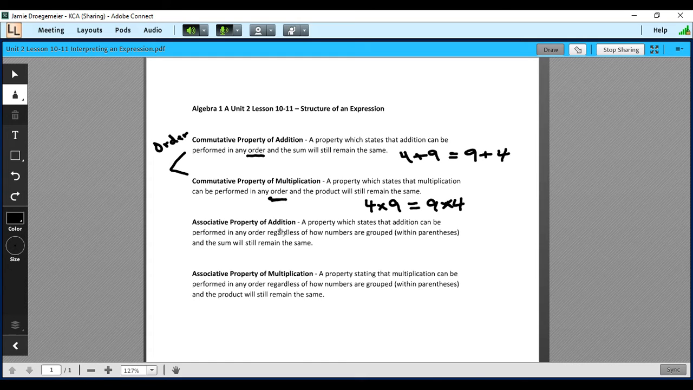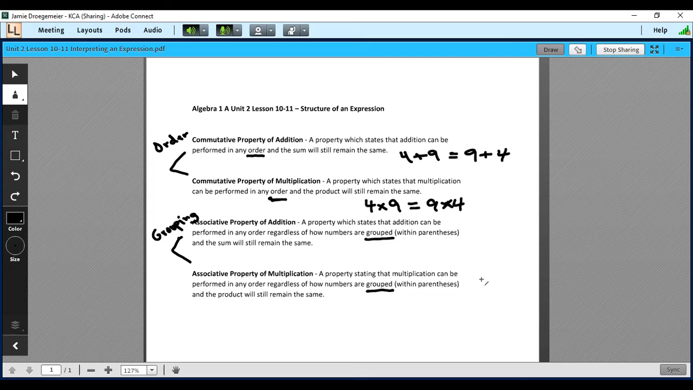When we talk about the associative property, this one is going to be talking about grouping. That's the key word that I would want you to try to remember and associate with the associative property. The associative property of addition says that I can perform addition in any order regardless of how the numbers are grouped, and the sum will remain the same.